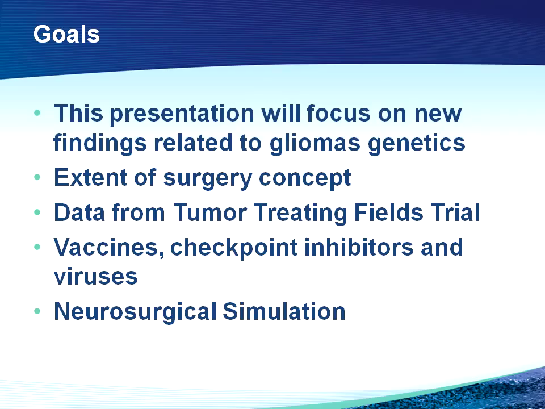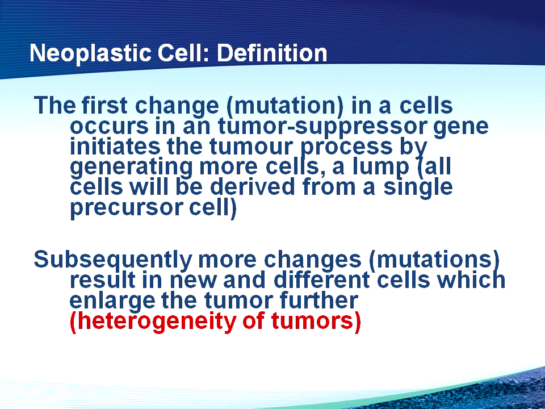Number one, I think there's an issue about the extent of surgery concept, and I'll talk a little bit about that. Maybe I can get Dennis to come up and we'll talk a little bit about the Treating Fields trial that was done. I'm going to talk a tiny bit about vaccines and checkpoint inhibitors and possibly some viruses, and then a little bit more if I have some time at the end. What I wanted to talk about mostly was the concept of starting to change the idea and trying to help you understand what is really involved with the cancer situation.